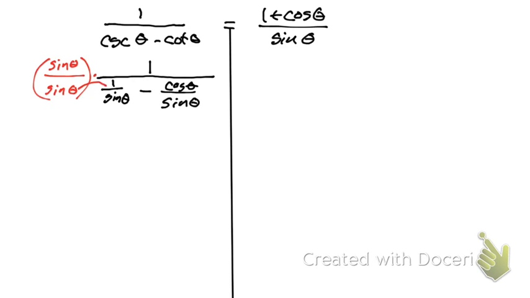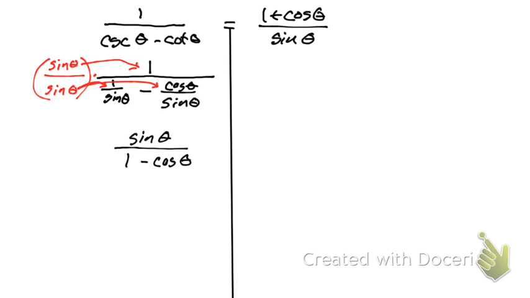Well, when I distribute the sine theta to both of these, we're going to be left with sine theta over, well, sine theta over sine theta is just going to be 1, minus the sine thetas will cancel out, 1 minus cosine theta. Oh, and I got that on the other side. Because I could do the right side, but I don't know how to figure out the left side.